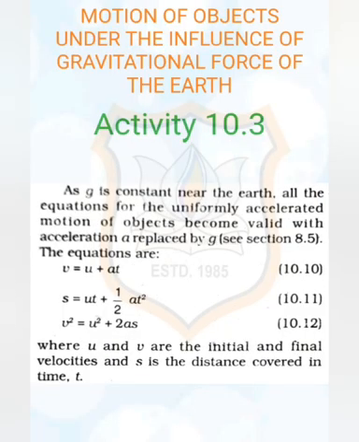Now, motion of objects under the influence of the gravitational force of the earth. Let us do an activity to understand whether all objects, hollow or solid, big or small, will fall from a height at the same rate. To discuss this, let us have activity 10.3. Take a sheet of paper and a stone. Drop them simultaneously from the first floor of a building. Observe whether both of them reach the ground simultaneously.